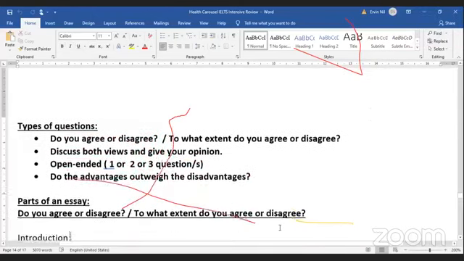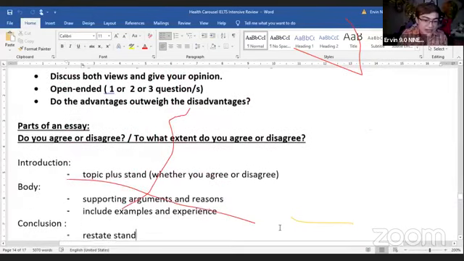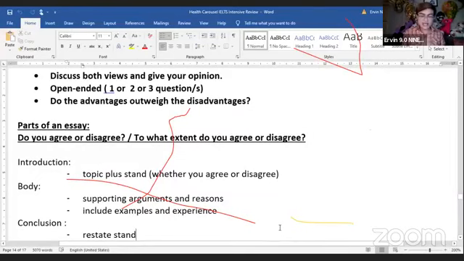Now let's take a look at the parts of an essay for agree or disagree. In the introduction, the IELTS examiners expect that you're going to present the topic using your own words, without copying the exact words found in the task description. At the same time, you are required to include your stand. So what is the stand? This is the one that says whether you agree or disagree with something. It's just that IELTS examiners are sick and tired of encountering the word agree every single day while they're checking an essay.